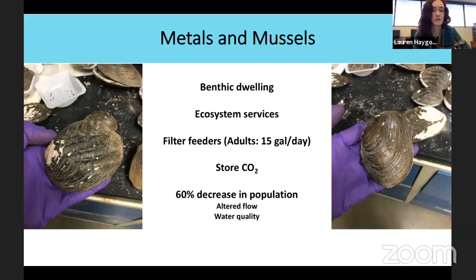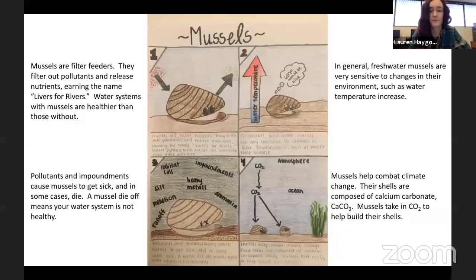And they store CO2, so their shells are composed of calcium carbonate, which is similar to limestone. And so their shells can store carbon dioxide. And for the Kiamichi River, there's been a 60% decrease in mussel population due to altered flow rate and due to a decrease in water quality. And so mussels are very vital to the ecosystem. And since they can take in the metals and sort of improve your water quality, if we start seeing a decrease in mussels, then that means something's wrong with our water system and it's not as healthy as it should be.